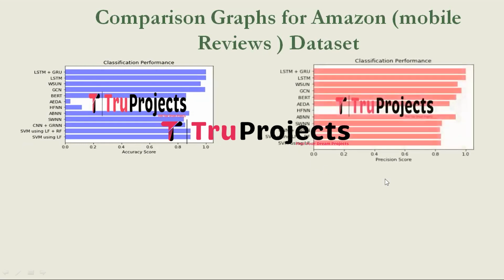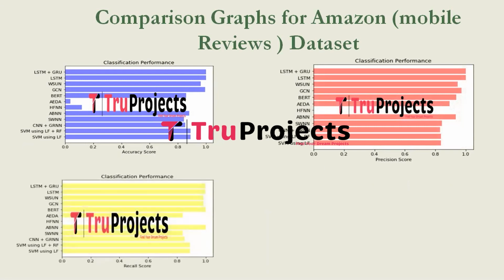This is the precision score comparison graph. The x-axis represents the precision score for each algorithm, and on the y-axis we have algorithm names. Precision is a metric that quantifies the accuracy of positive predictions made by a model. It is defined as the ratio of true positive predictions to the total number of positive predictions.